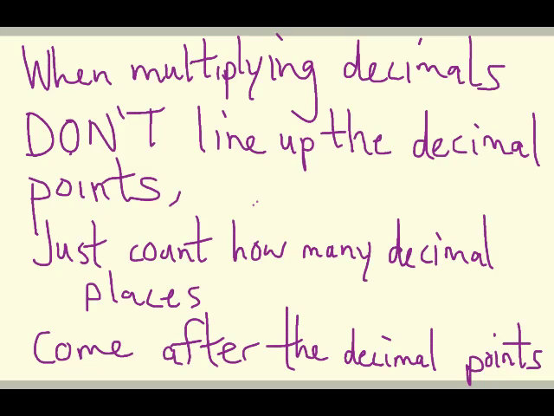When multiplying decimals, don't line up the decimal points. Just count how many decimal places come after the decimal points.